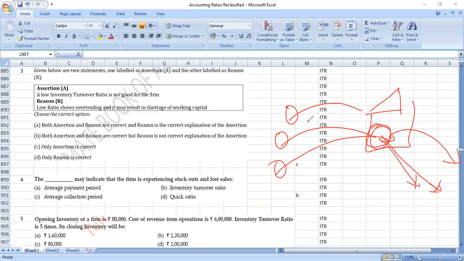Now, a low inventory turnover ratio is not good for the firm. A very low ratio and a very high ratio is not good. Low ratio means what? You're purchasing less number of times, which means your storage cost is increasing and the money locked in your inventory is also high. Low ratio shows over trading and may result in shortage of working capital.